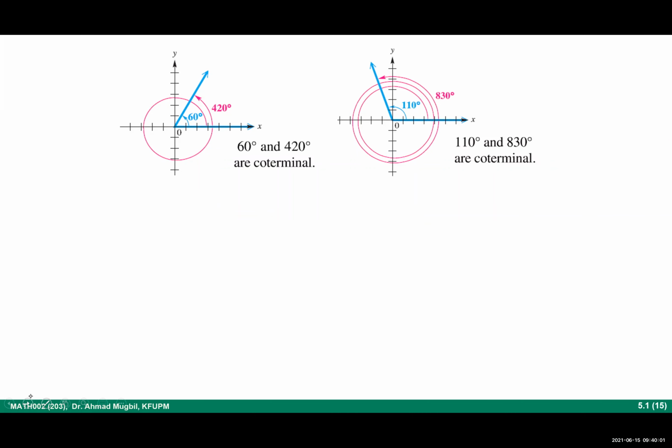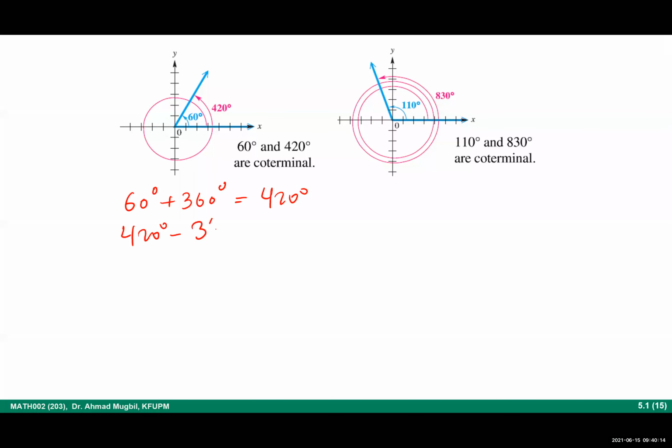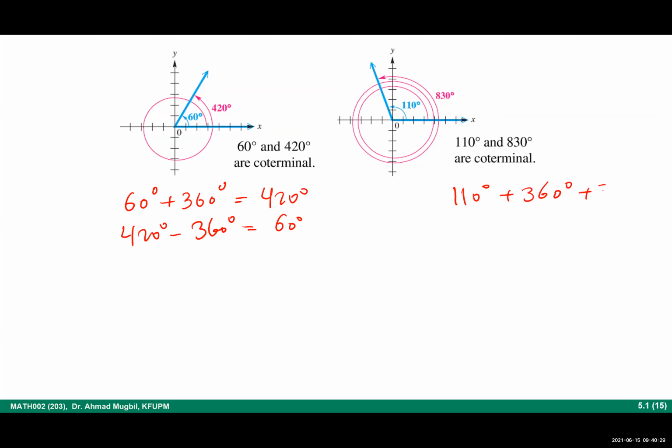What do you notice, Shabab? What do you notice about 60 and 420 degrees? If you have 60 and add 360, you will have 420. Similarly, 420, if you subtract 360, you will get 60. Similarly here, but here we didn't do one rotation only. We did 2 rotations. So now 110, you need to add 360 twice until you get 830. Similarly, if you subtract 360 twice, you will get that.